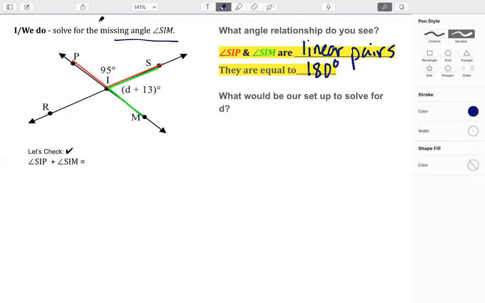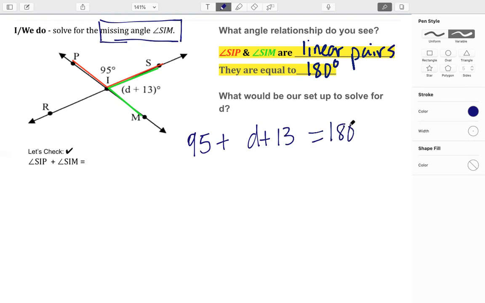So again, we know that we're going to end up plugging in somewhere when we find the value of D. We're going to have to plug it in to find the actual measurement of SIM, which is in green. All right, the two angles, let's add them up and set them equal to 180 degrees. So we have 95 plus D plus 13. We set the two expressions, we sum them, and then we set them equal to 180 degrees because linear pairs are equal to 180.